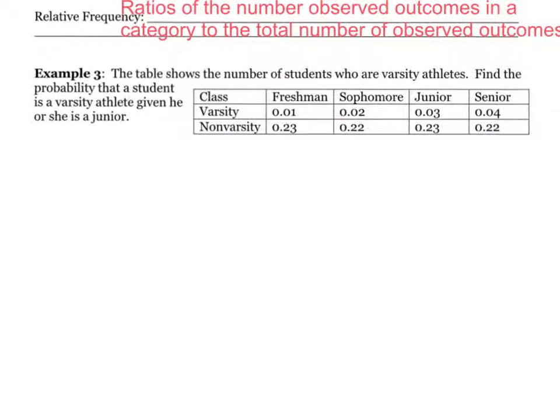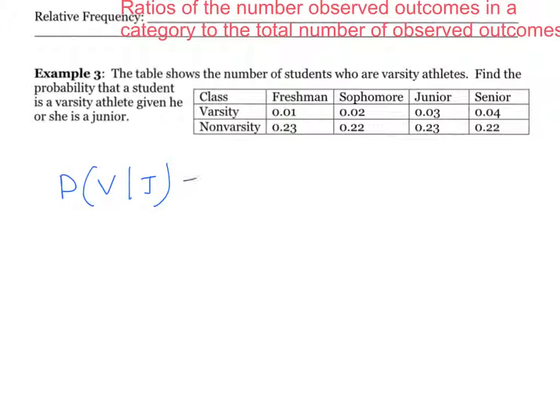Contingency tables can also present relative frequencies of outcomes, which are ratios of the number of observed outcomes in a category to the total number of observed outcomes. In example 3, it says that the table shows the number of students who are varsity athletes. Find the probability that a student is a varsity athlete given he or she is a junior. So given that information, we're going to be finding the probability that it's a varsity athlete given that they are a junior.